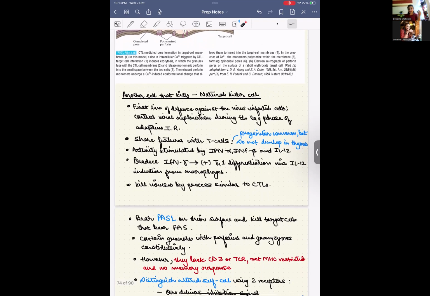Okay, so to begin with, since we have discussed the killing mechanisms in the previous class, we will see that there's another cell in the body which can also perform the killing of target cells. So that cell is the natural killer cell.